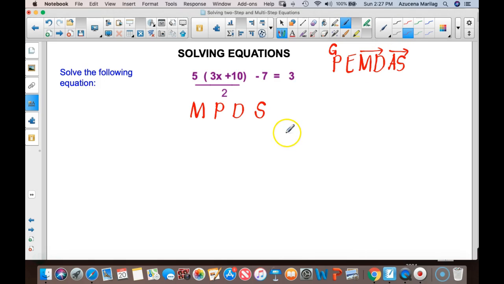Now, since we're solving for the unknown, we are going backwards. That will be our strategy. So since we are given subtraction last, we're going to perform it first. But we will do the opposite of subtraction, which is addition.